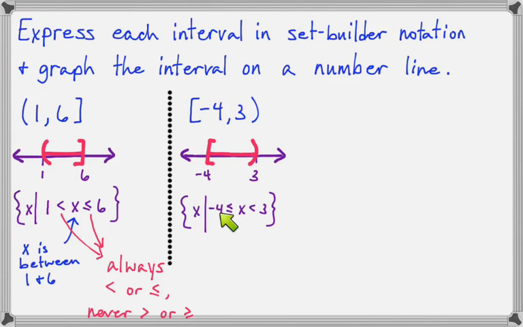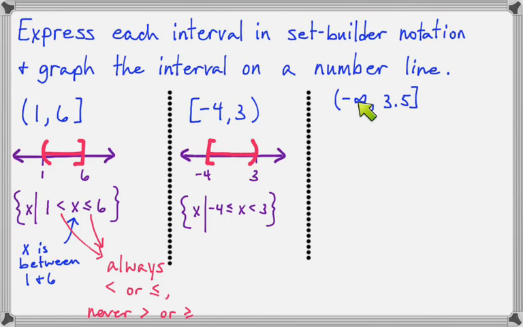And this says that negative 4 has to be less than or equal to x. And that's true because negative 4 is the smallest thing on our graph. And x has to be less than 3. So all these numbers fit that description where negative 4 is smaller but 3 is larger.